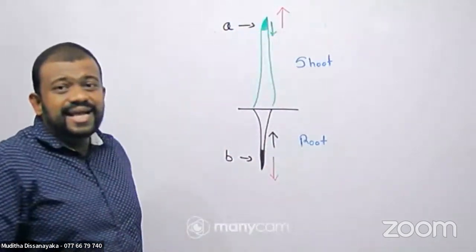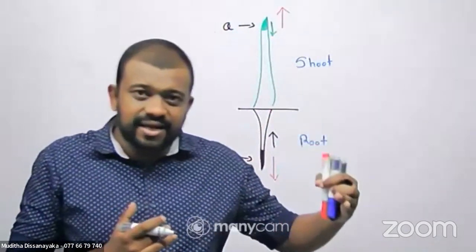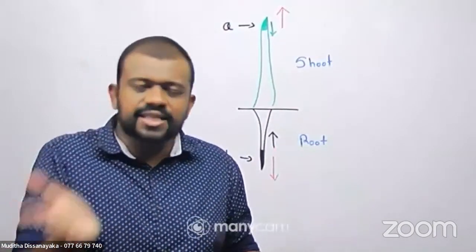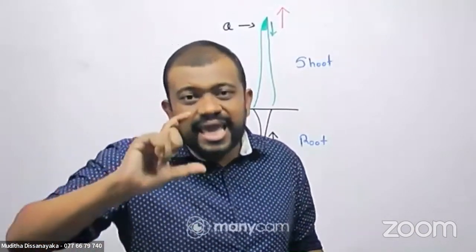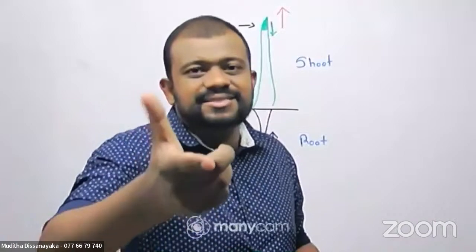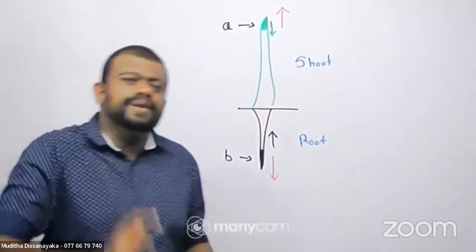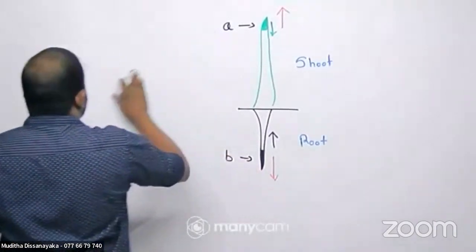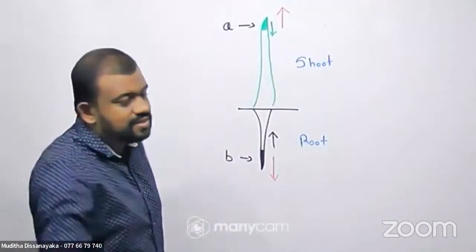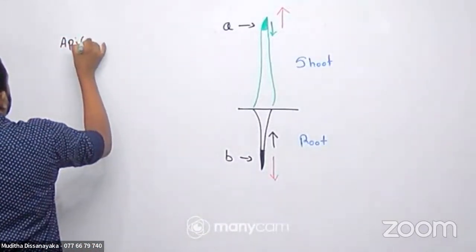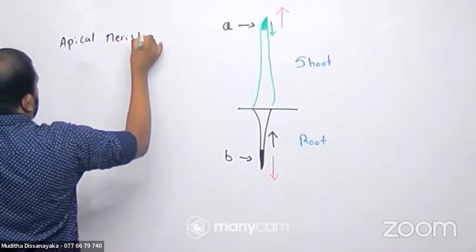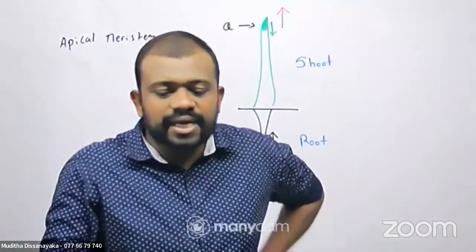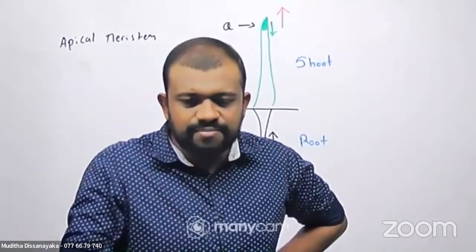A and B are located at the apexes, at the ends of the root and the shoot. So they are known as apex meristem, apical meristem. Why do we call it meristem? The only function is dividing. Apical meristem. Clear the term apical meristem if you understand it.